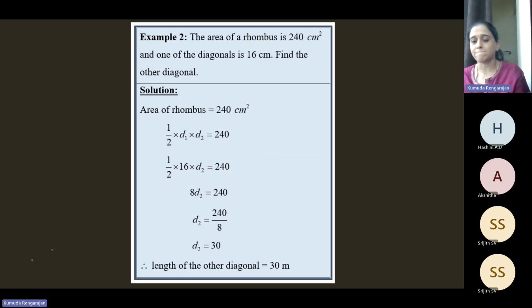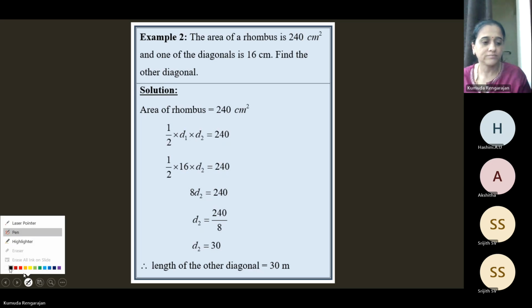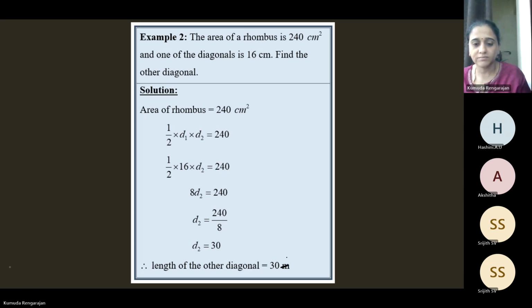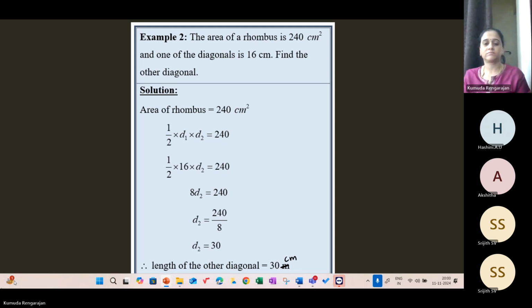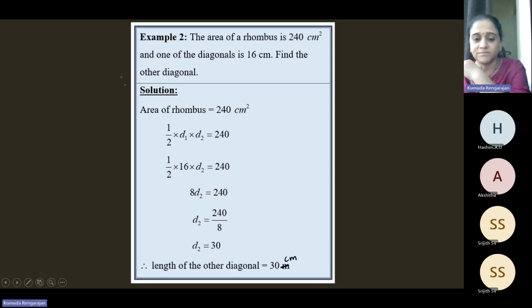Please take them down. Okay. Oh, centimeters. So. Yeah, okay.